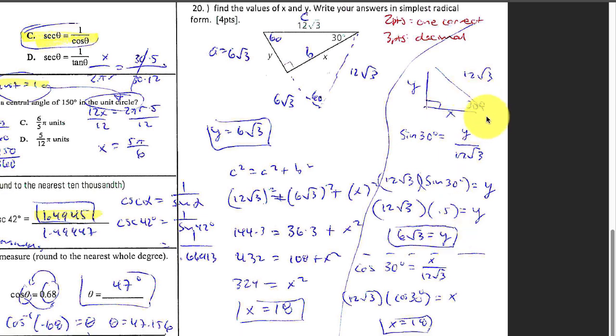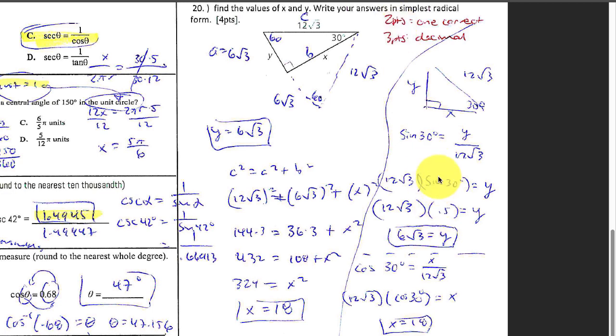For x, you're doing the same thing. You have the adjacent over the hypotenuse. This gives us cosine. Cosine of 30 degrees equals x over 12 radical 3. Cosine of 30, if you put it into your calculator, the answer is 0.866. And if you multiply that by 12 radical 3, you get the answer of 18. So to get both those answers correct, you have to have both of those with your work.